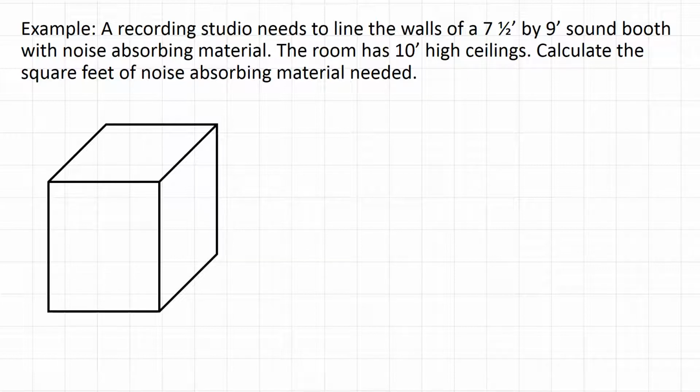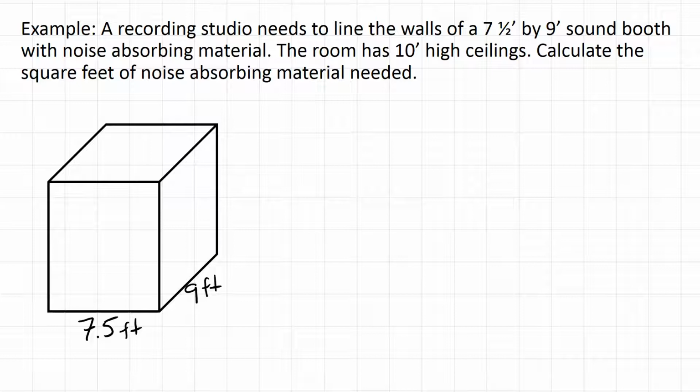So the first thing we're going to do is, because we've been given this prism, we don't have to sketch that part, but we can label the sides of the prism. We're told the sound booth is 7.5 feet by 9 feet. So the shorter of these sides of the room has to be 7.5 feet. I'll write it as 7.5 feet, thinking that if I'm going to have to do a calculation with this, it'll be easier to have it as a decimal. And then that other dimension along the bottom of the room has to be 9 feet long.